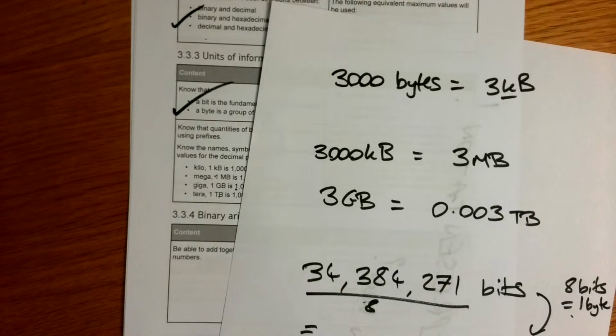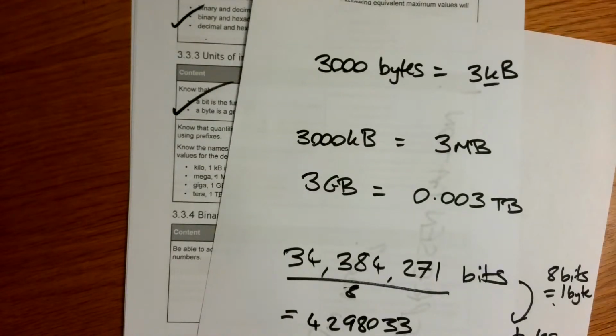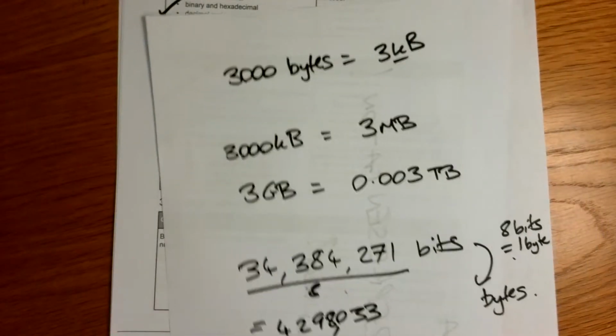34384,271 divided by 8 is, oh, I didn't type that in right. Apologies. 34384,271 divided by 8 is 4298033. Again, that's really big. Why did that divide that way? What have I done wrong? 34384,271 divided by 8 is 4298033. Yeah, that's right, sorry. I had too many numbers. So 4 million in there.